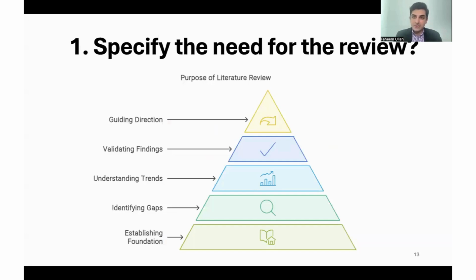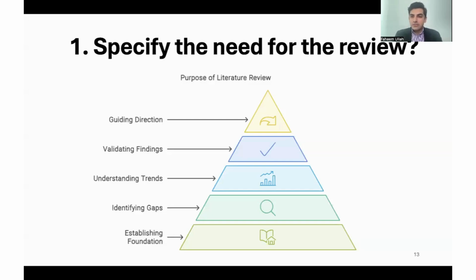Now, identifying gaps is one of the main reasons why many PhD students conduct literature reviews. They understand a field of study, and then they conduct a literature review in that field to identify gaps. The third one is understanding trends. For example, if you are doing a literature review in the field of artificial intelligence, or say AI algorithms, you can conduct a literature review to see the trends, whether people use more supervised learning or unsupervised learning algorithms.